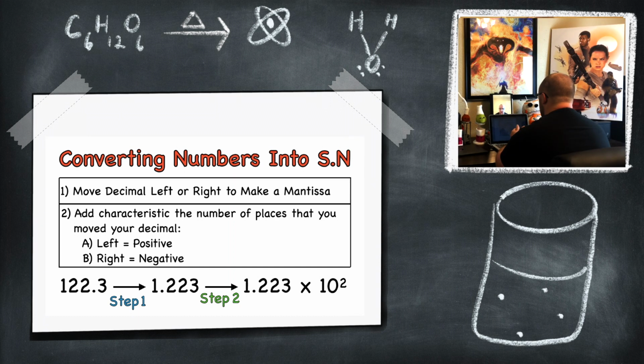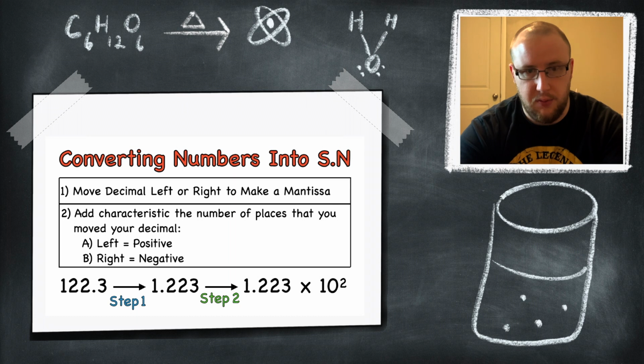When we convert a number into scientific notation, first we must take that decimal point. If there's not one present, we need to add one. Then we move it either to the left or the right to create a mantissa, which is a number between 1 and 10, remember? So if I had the number 122.3, I would take the decimal place between the 2 and the 3, and I would move it to the left 2 spots to make the mantissa of 1.223. So we took 122.3 and made it 1.223, a number between 1 and 10.